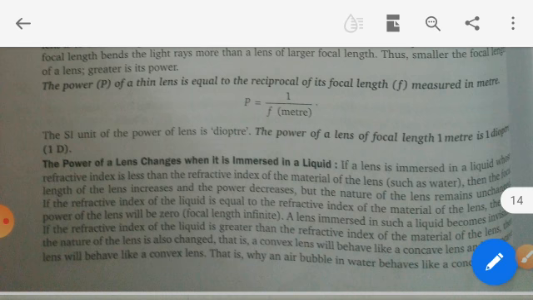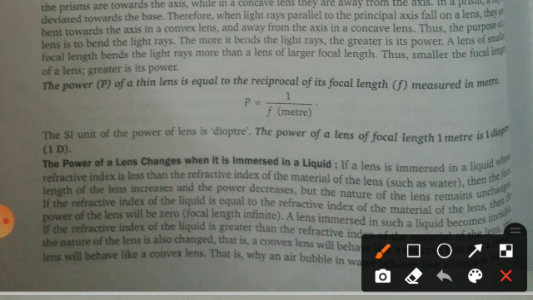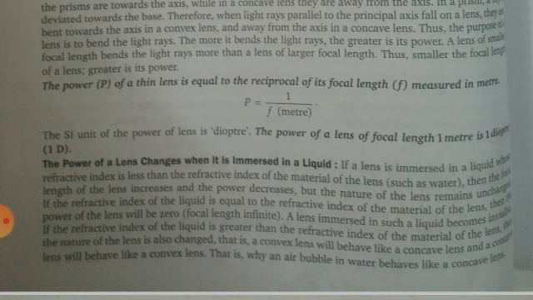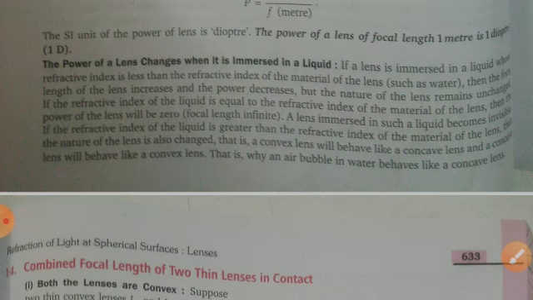So in what cases does the nature of the lens change? When the refractive index of the liquid is more than the refractive index of the lens. Fine. That is, a convex lens will behave like a concave lens, and a concave lens will behave like a convex lens. That is why an air bubble in water behaves like a concave lens. Fine, I hope it is clear.